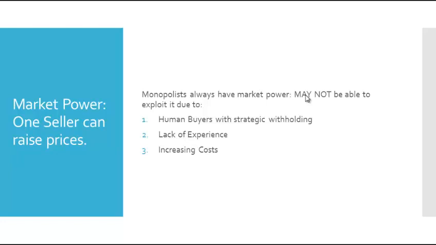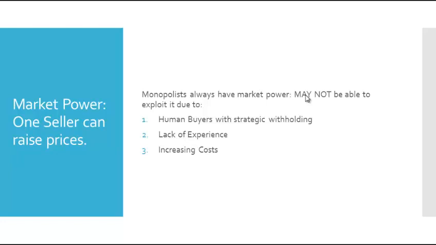So as we've already discussed, the monopolist may not be able to exploit this market power if there are human buyers, and if they use strategy to deceive him about the nature of the demand. Sometimes they can even punish him for greedy behavior. So he knows that there is demand, but people say, no, we refuse to buy unless you use fair pricing. And this actually happens in the real world as well. So that is one possibility which will prevent monopolists from exploiting market power.